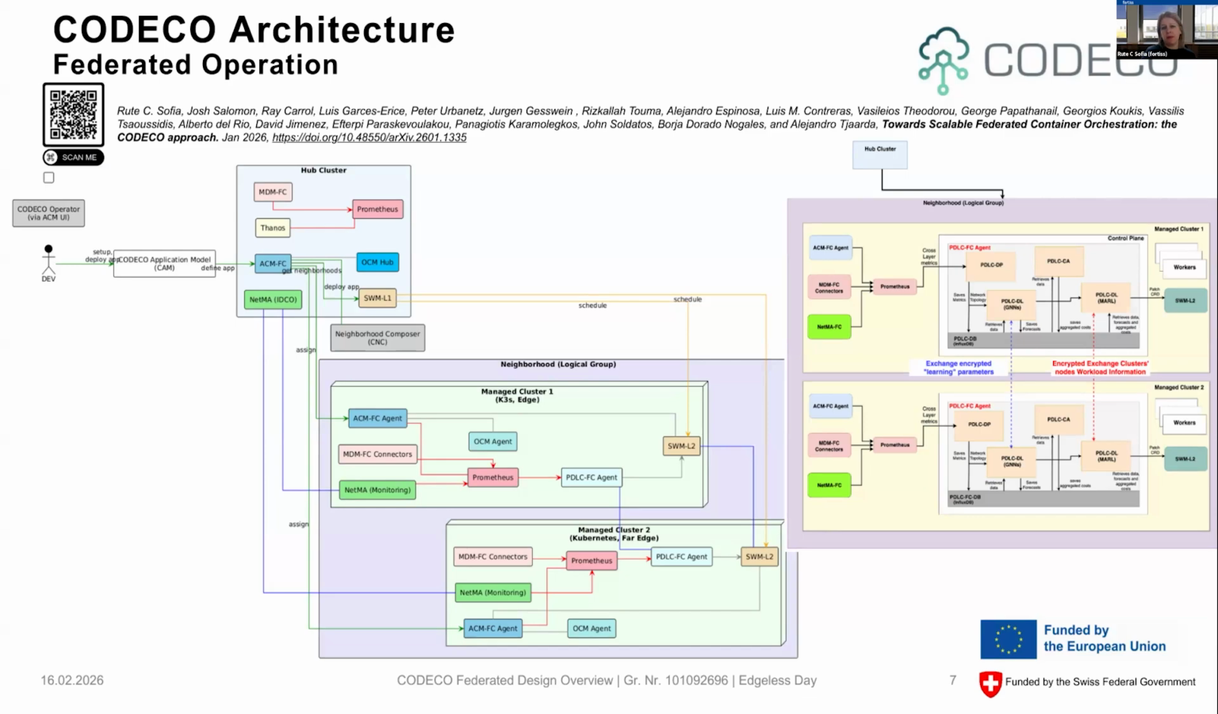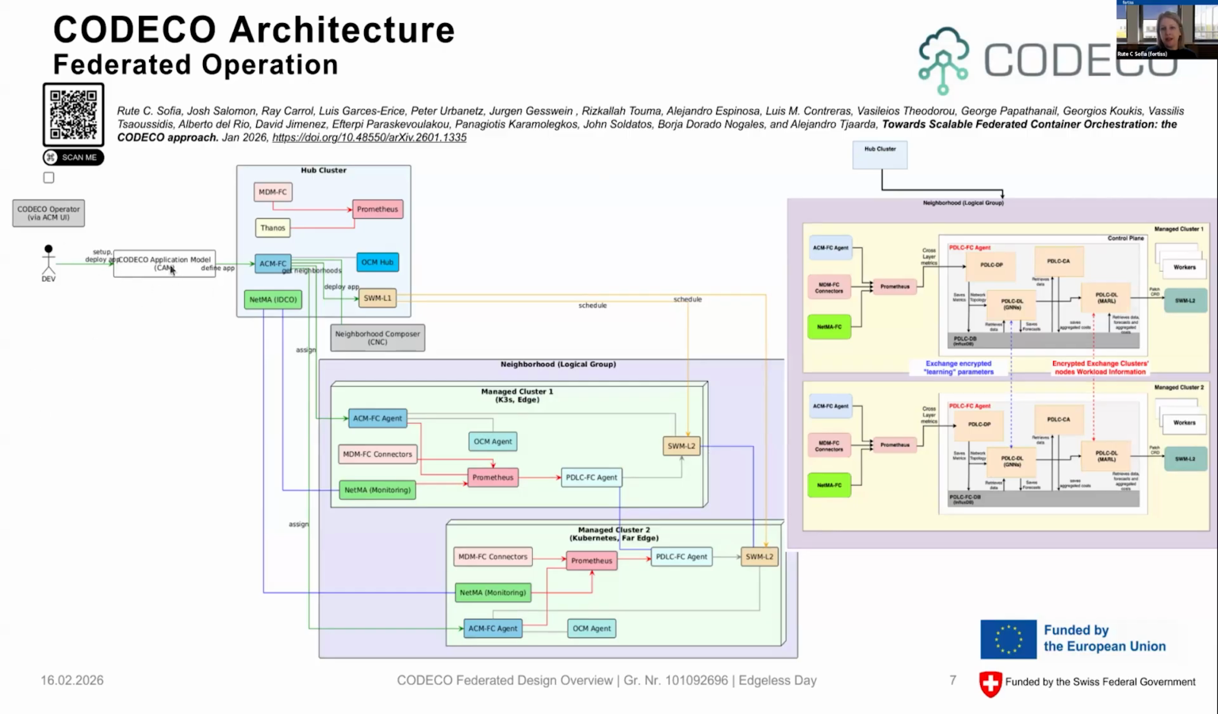Or I want my application to be deployed in a resilient environment. These are things that are defined in the CODECO application model that I'll show in a model. So it's a semantic abstraction of the application that is managed by this ACM component and which is visible to all CODECO components.